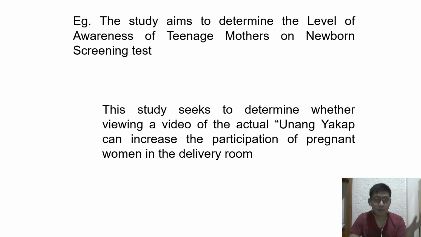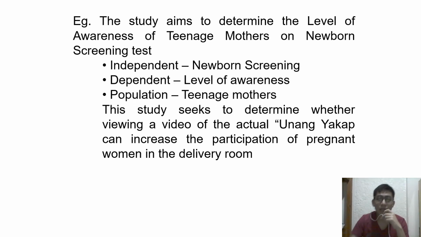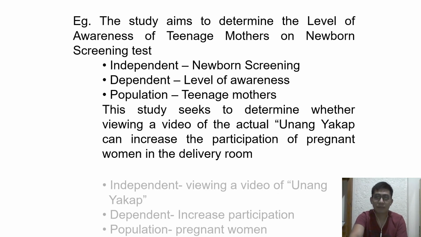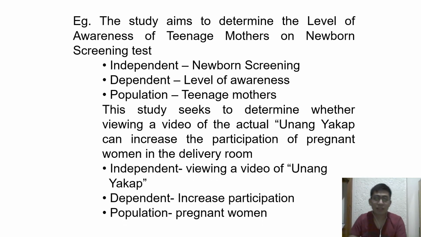Example: the study aims to determine the level of awareness of teenage mothers on newborn screening test. This study seeks to determine whether viewing a video of the actual Unang Yakap can increase the participation of pregnant women in the delivery room. So our independent variable is the newborn screening, the dependent variable is the level of awareness, and our population is teenage mothers. In the second example, the independent variable is viewing a video of Unang Yakap, the dependent variable is increased participation, and the population is the human.